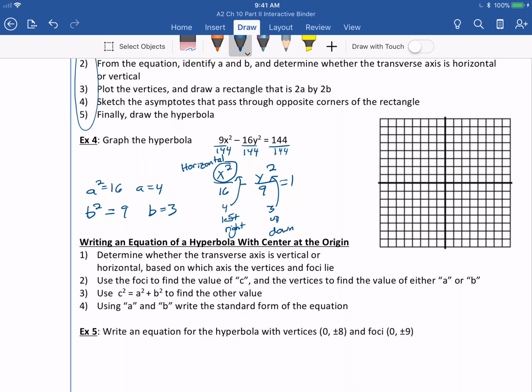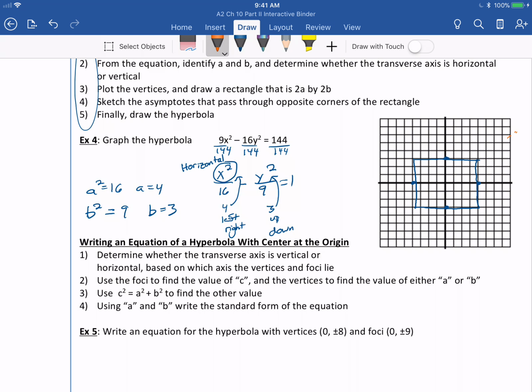So here's how we're going to do it. We're going to go 4 right, put a dot there. We're going to go 4 left, put a dot there. We're going to go 3 up, put a dot there, 3 down, put a dot there. Okay, awesome. So now here's really how we do this. We make a rectangle. Okay, so we have a rectangle that goes through these points. Notice how that rectangle goes left and right 4, and it goes up 3 and down 3. Okay, so then now we connect the diagonals here.